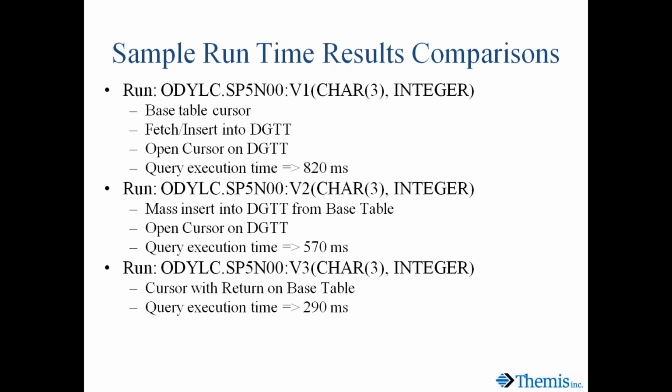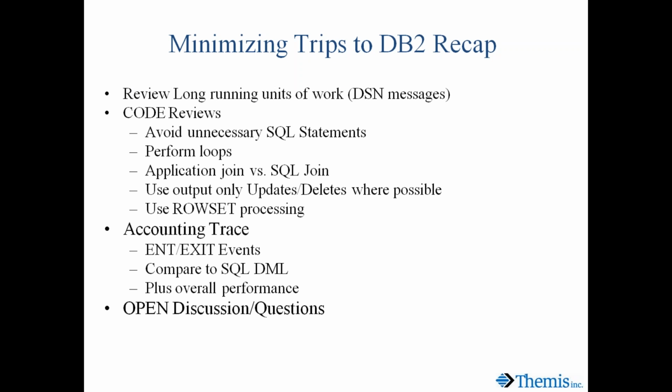So different things you can think about. Do I really need to do that? Is there a reason to do all that code? What's the simplest least number of statements? So to minimize, please review your long-running units of work. Use your messages to get those guys that are long runners, that are out there forever. Use your long-running unit recovery to see who's not doing their commits on a timely basis.